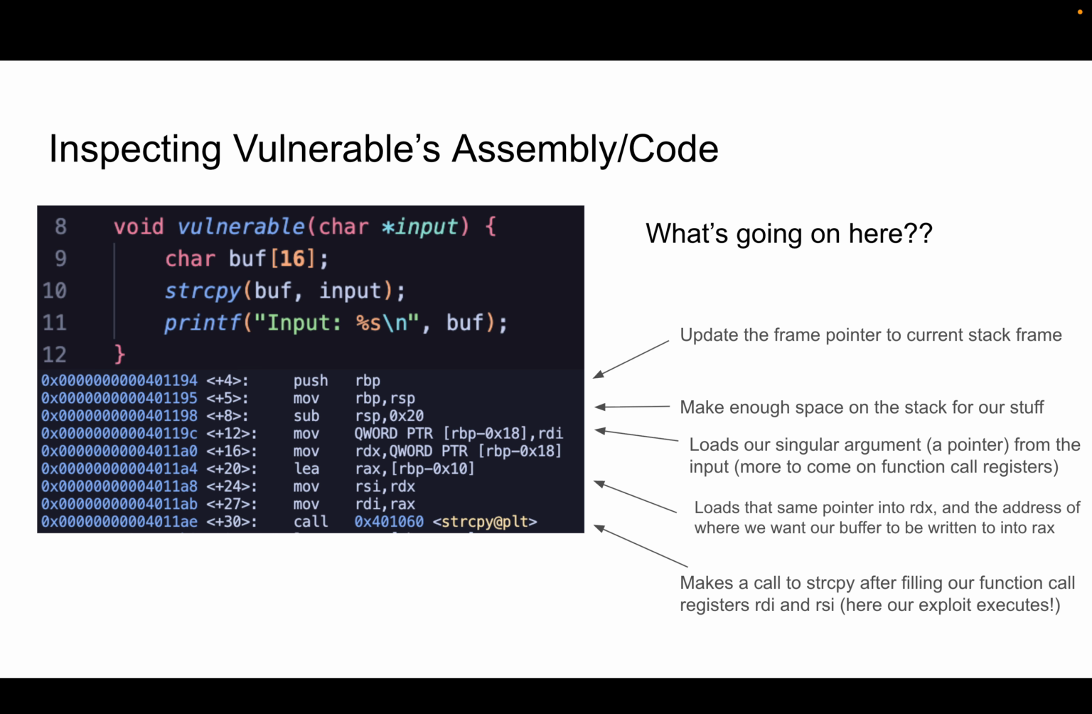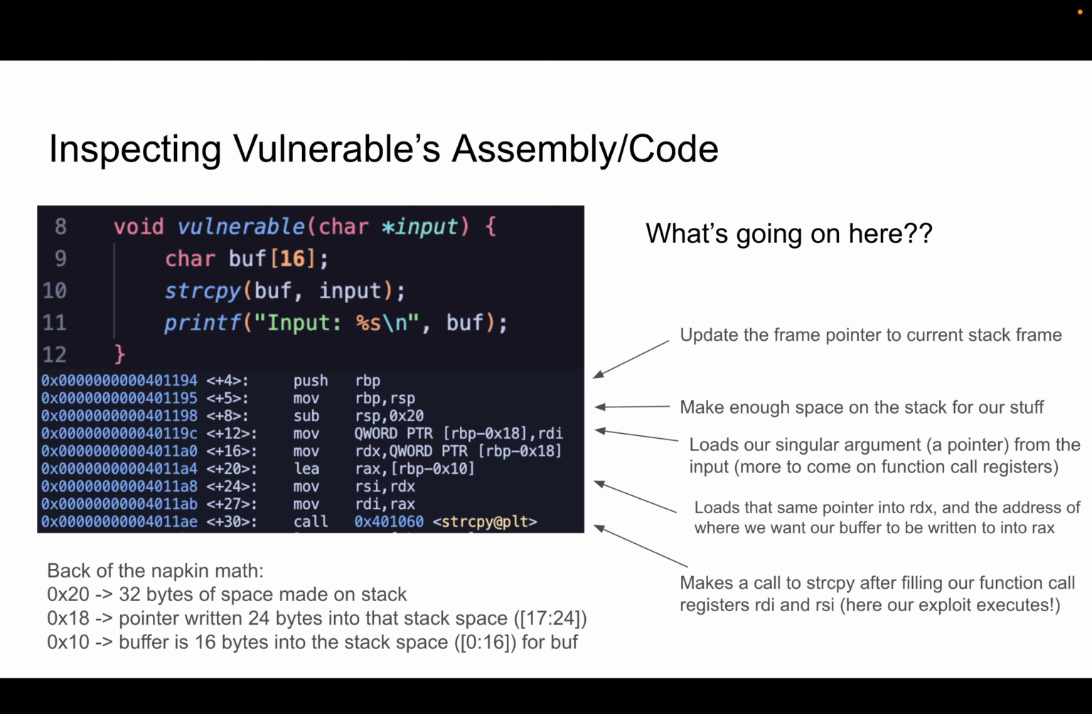We load these values into our function call registers because we want to prepare these registers in order to make the call to the string copy function, which is going to eventually execute our exploit by overriding the buffer and areas of the stack frame. So if we do some quick back-of-the-napkin math, 0x20 is going to be 32 bytes of space made on the stack.